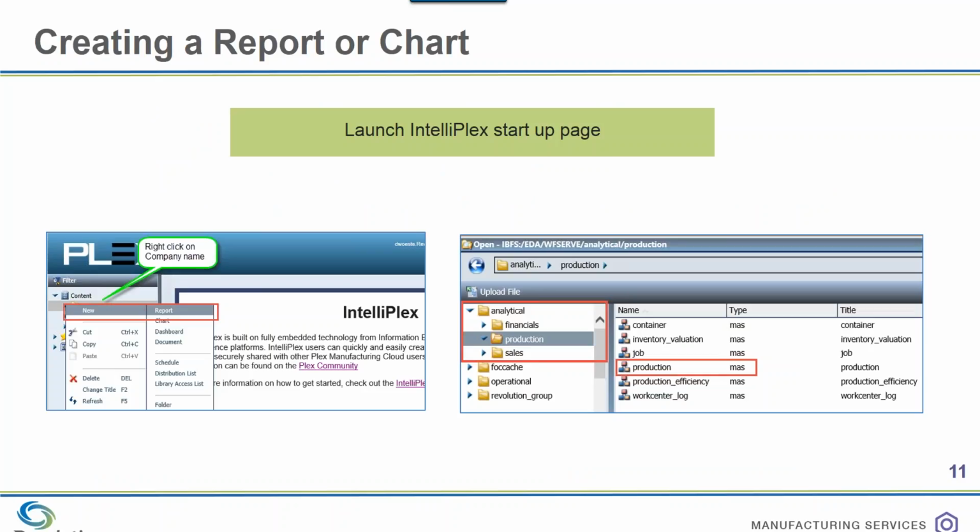So in order to create a report, again, I basically go to my Intelliplex startup page, and I right-click on my company name and say New Report. And that's going to bring up my analytics folder, and that folder then has my breakdown of my domains and my stars. So you choose the star that you're interested in building the report for.